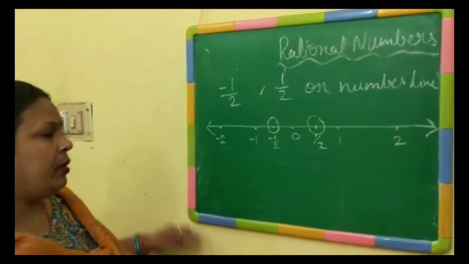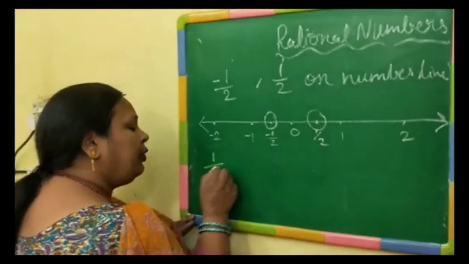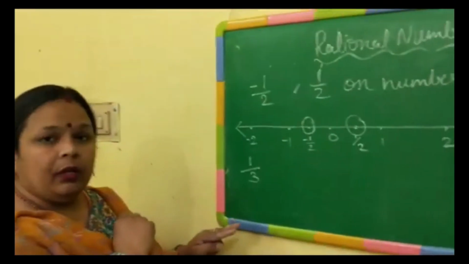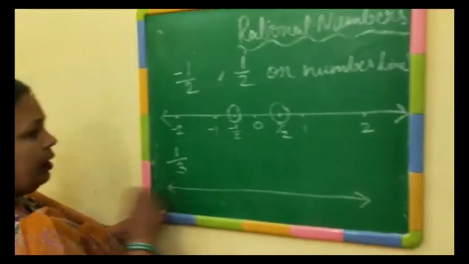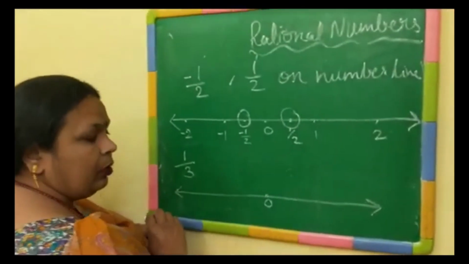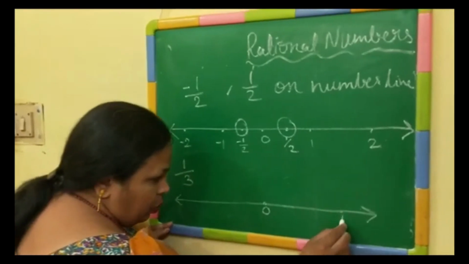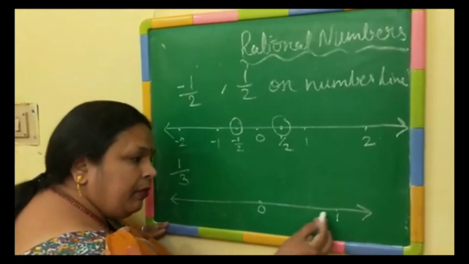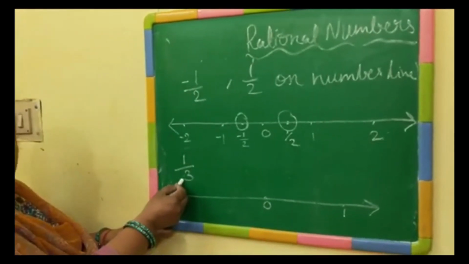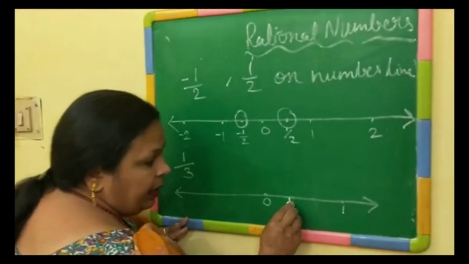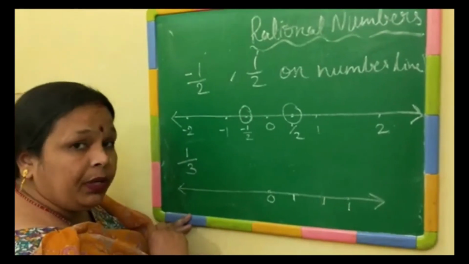Let's take one more example. If you need to represent 1 by 3, what will you do? You will draw a number line. Here it is 0. Take a unit distance 1. Make equal divisions between 0 and 1. How many equal divisions? 3 equal divisions. Clear? So we will be dividing it into 3 equal divisions.